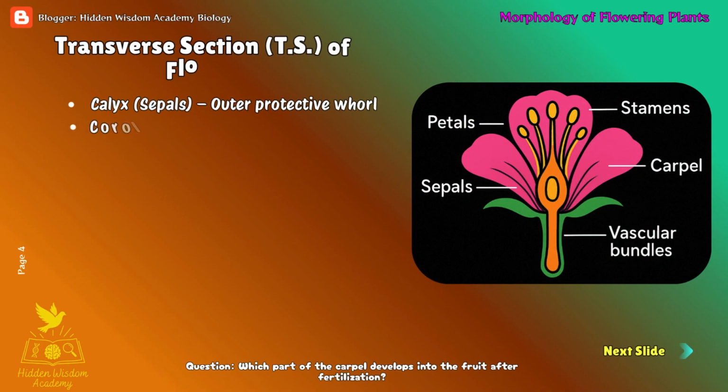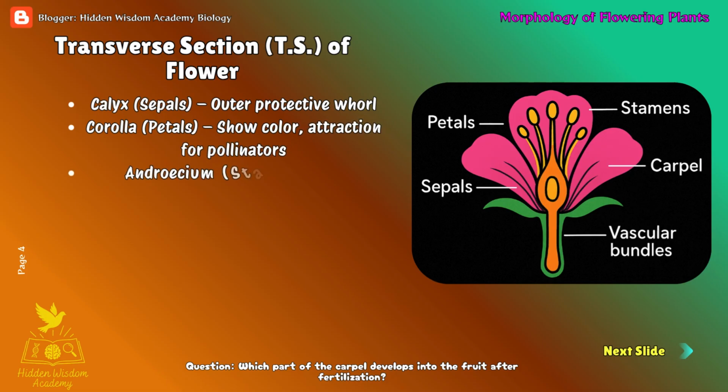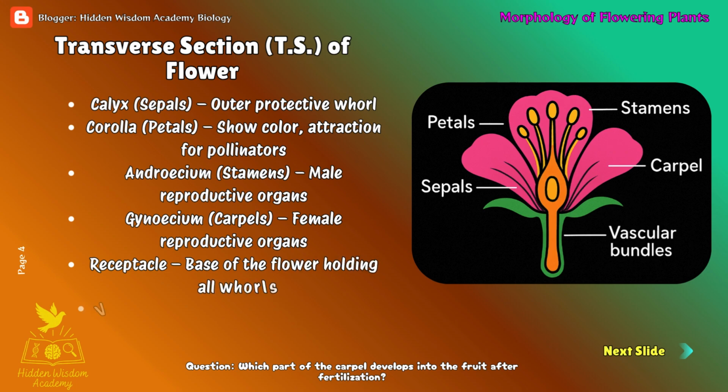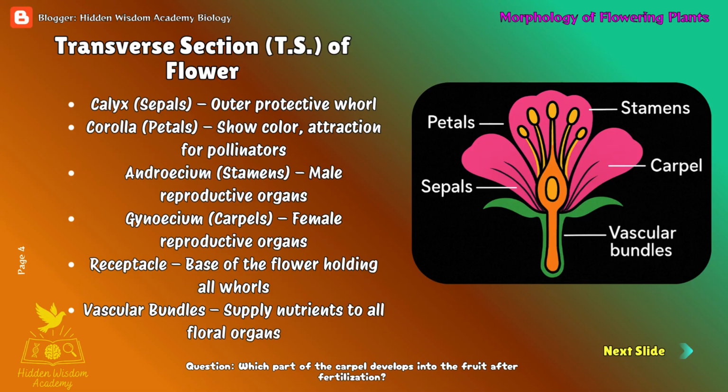Now, let's look at a cross-section of a flower. At the base is the receptacle, which holds all the floral parts. The outermost whorl is the calyx, made of sepals, which protect the flower bud. Inside the calyx is the corolla, or petals, which attract pollinators.